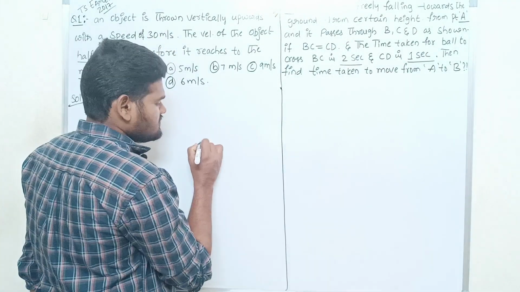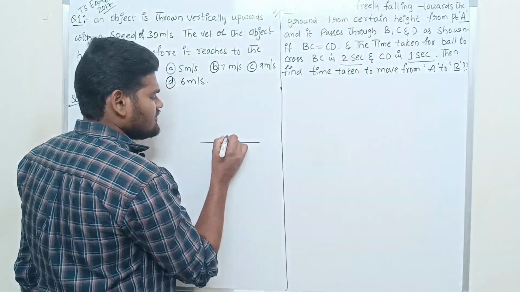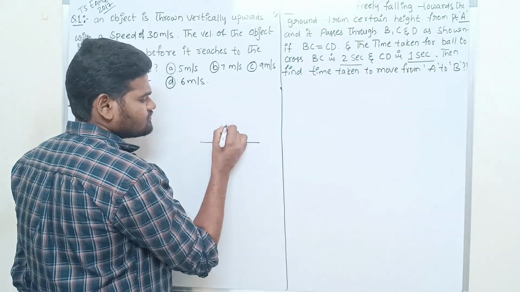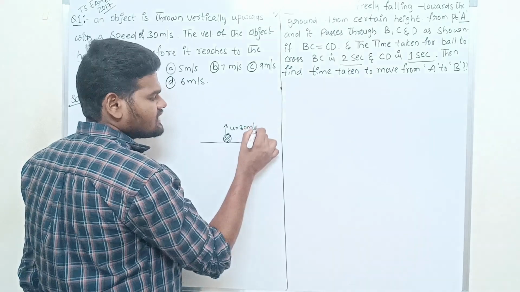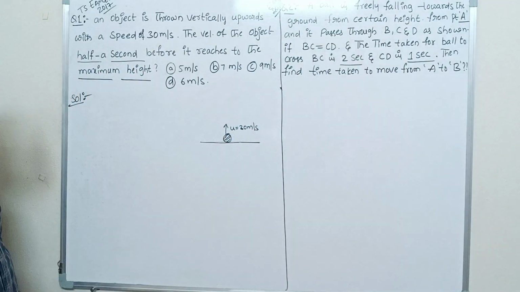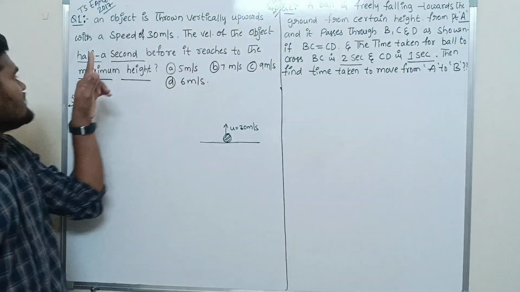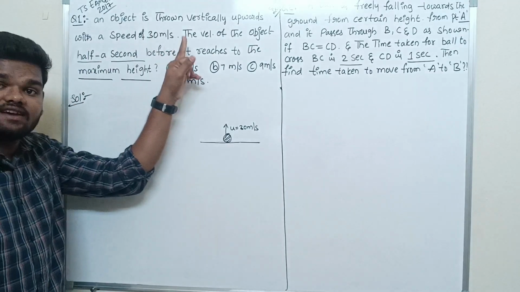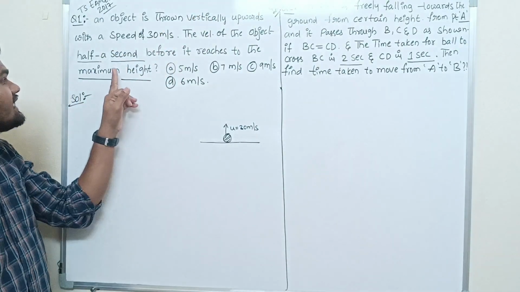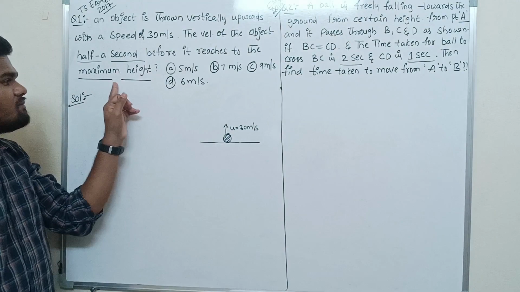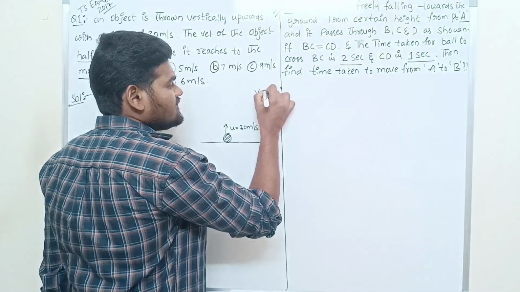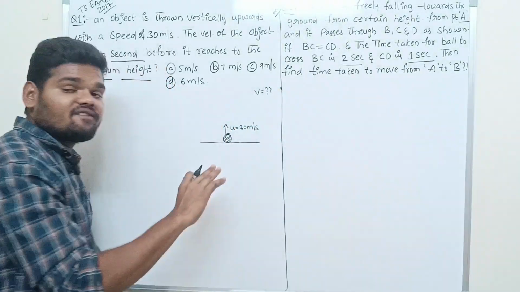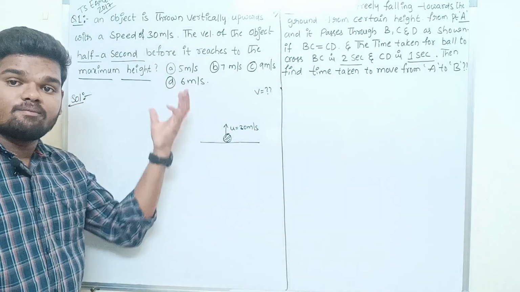Have a look. From the ground, they throw an object with a speed of u equals 30 meter per second. This is the initial speed of the object. We have to find the velocity of the object half a second before it reaches the maximum height.